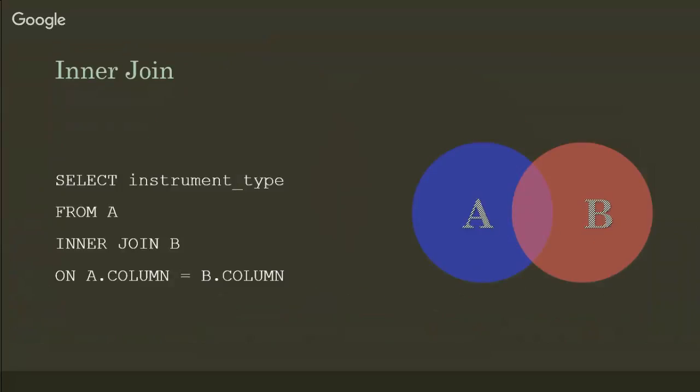The syntax for the inner join is on the left here. You select whatever fields you want to return from the table, and then inner join the second table on some join criteria, comparing some column in A to a column in B.